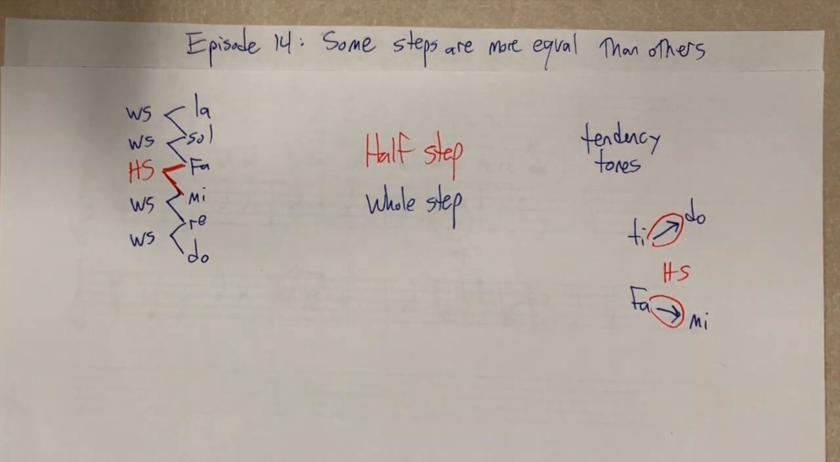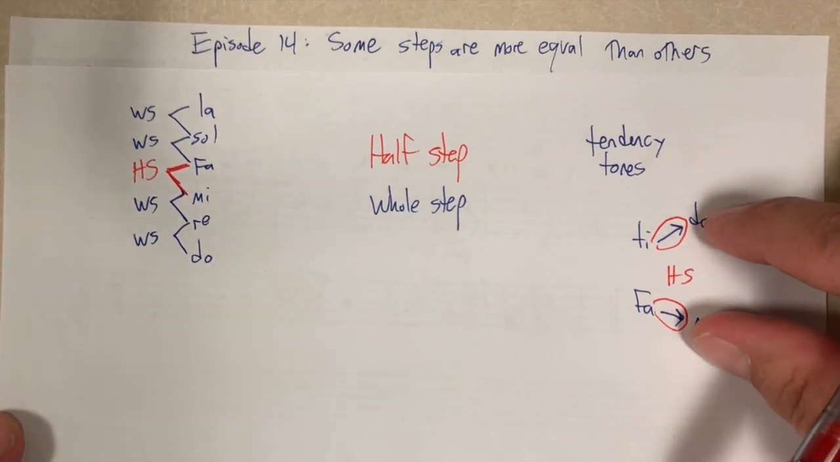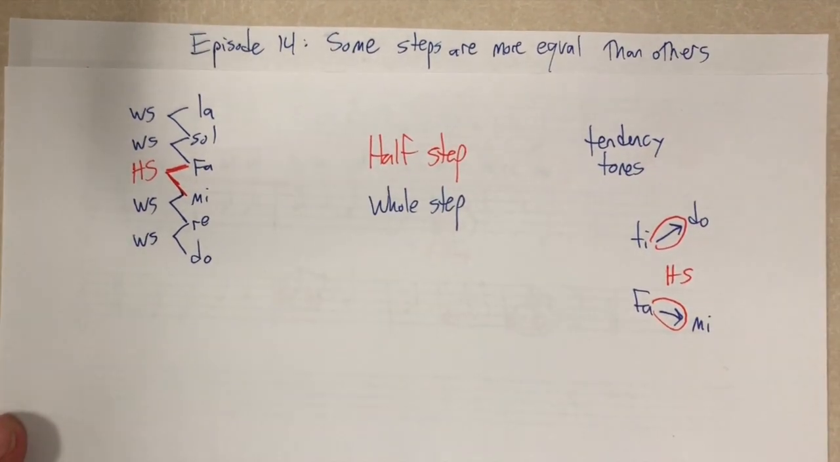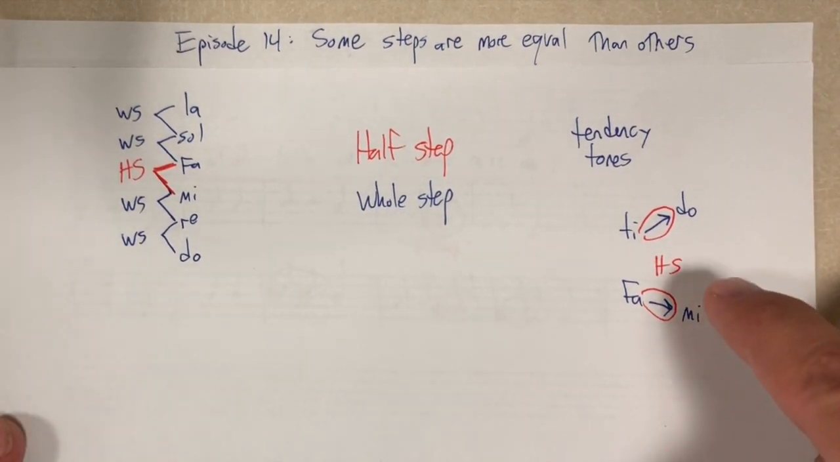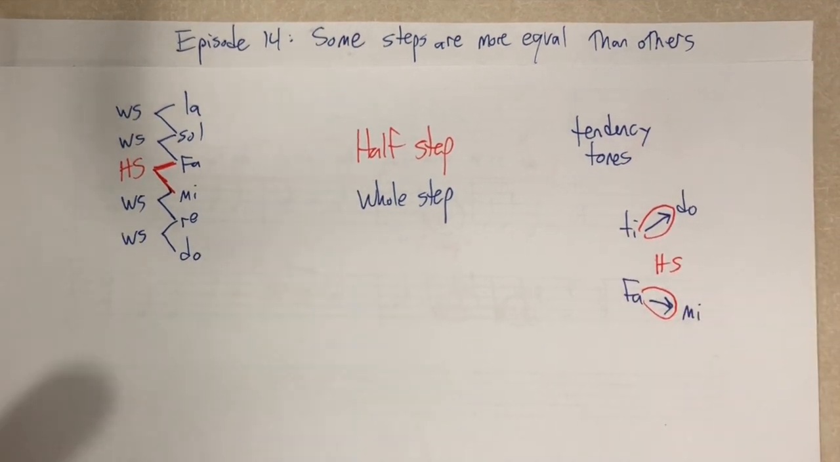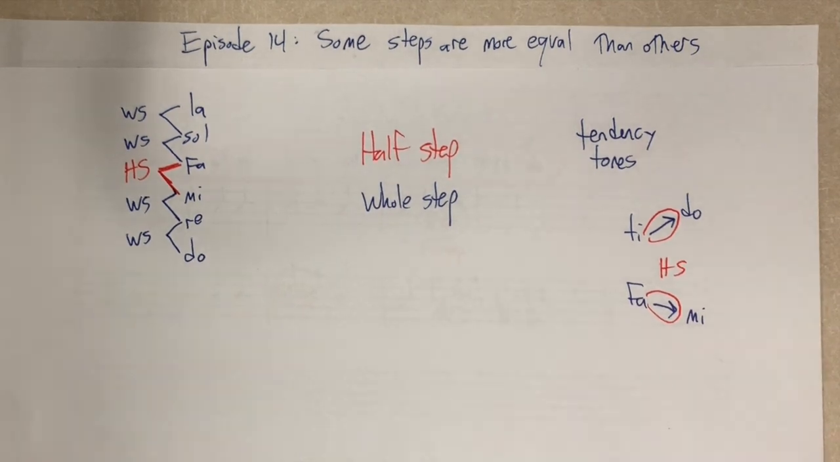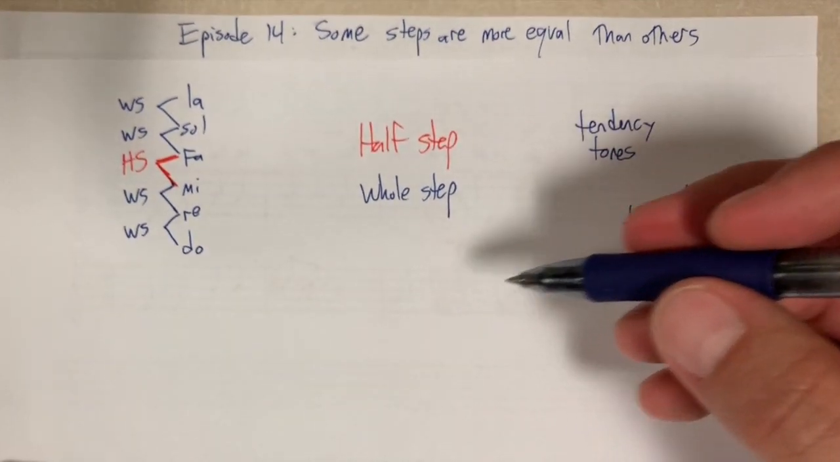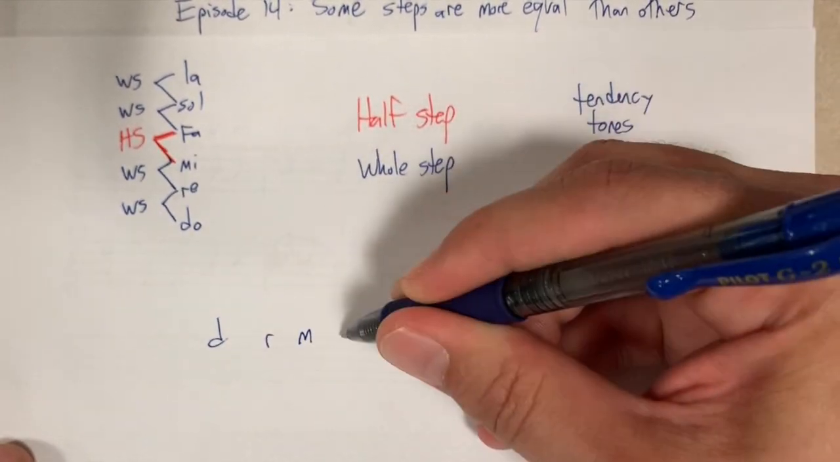In fact, what came first? The fact that these are half steps or the fact that they're tendency tones? Chicken and egg kind of question. Impossible. Notes that are closer to each other definitely sound more like they go to each other, but it's not an exclusive thing of notes that are next to each other. All right? Let's draw the whole scale like this. And I'm going to draw it horizontally this time.